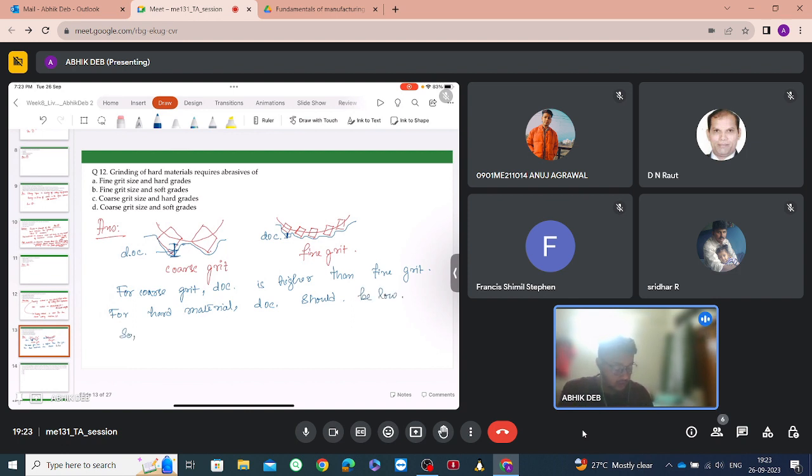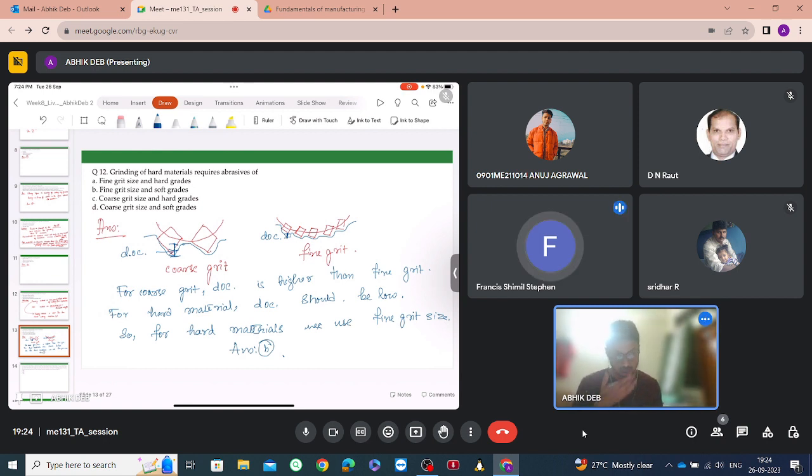So for hard materials, we use fine grit size. And why do we use soft grit? We have already discussed previously. So the correct option is option B. Is it clear to everybody? Yes, sir. Okay.